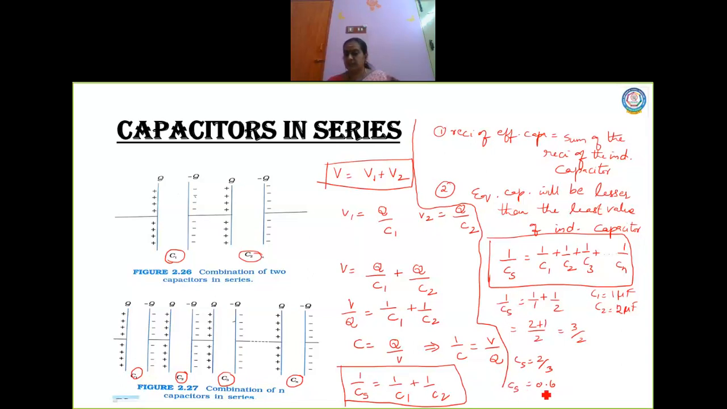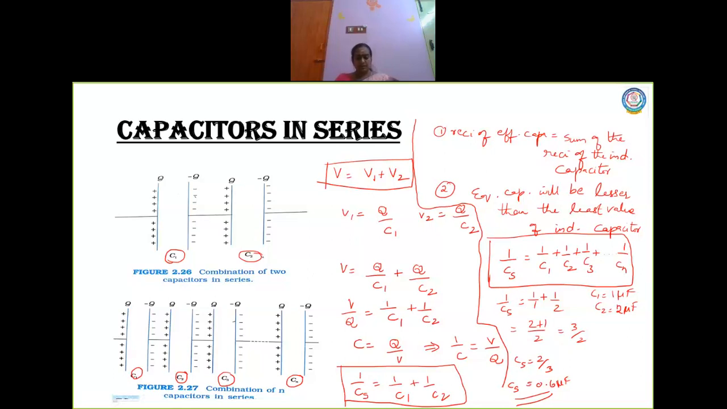The effective capacitance will have the value 0.6 microfarad. Now this value is lesser than the least value of the individual capacitors. Now I have two values here, right? One is 1, the other one is 2. The resultant will be lesser than the least. Which is the least here? 1 is the least. The resultant will be lesser than the least. That is the explanation. See here, equivalent capacitance will be lesser than the least value of the individual capacitor. So this is the second conclusion which we get from this.